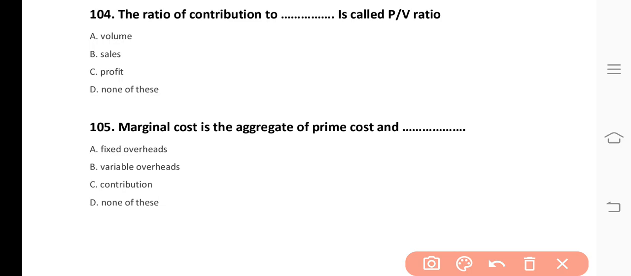MCQs number 104. The ratio of contribution to sales is called PV ratio. The ratio of contribution to sales is called profit volume ratio. So option B is the correct option.